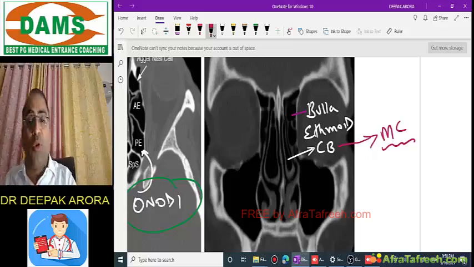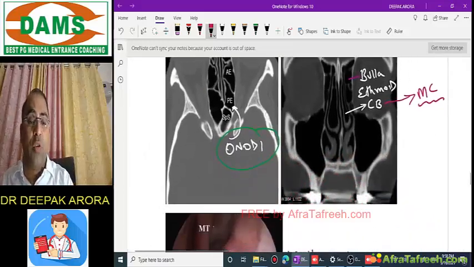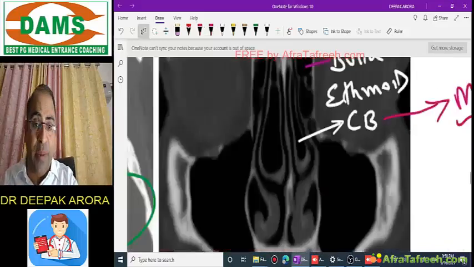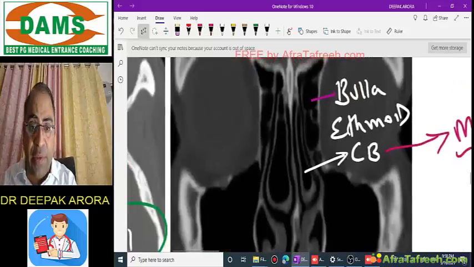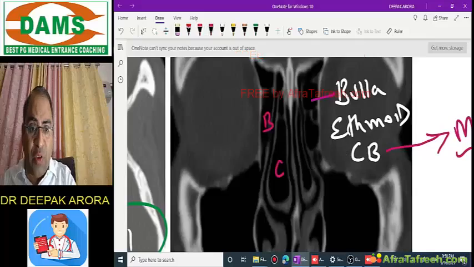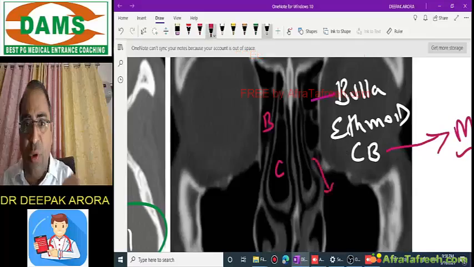Concha bullosa, most common pathology of nose. What is concha bullosa? Middle turbinate, beta. Just try to appreciate: this is concha bullosa, this is bulla ethmoidalis. And what is this one? Lowermost cell. What is the lowermost cell? It is your Haller cell. Clear? Coming to the next one.